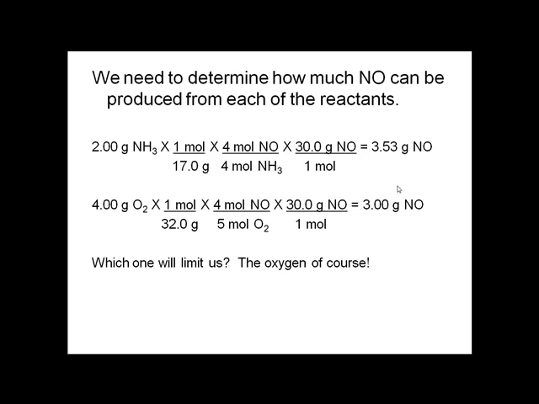So first step, we need to determine how much NO can be produced from each of the reactants. So we basically do 2 problems. One problem when we're starting with the ammonia, one problem for our oxygen. All right, first up, 2 grams of ammonia.